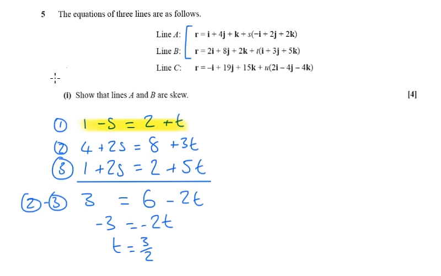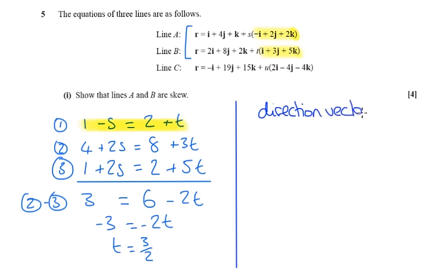because we've not checked if they're parallel yet, and the lines will be parallel if these direction vectors are multiples of each other, but you can see that they're not. So I'll just do this at the side here. So the direction vectors: for A we've got minus 1, 2, and 2, and for B we've got 1, 3, and 5.